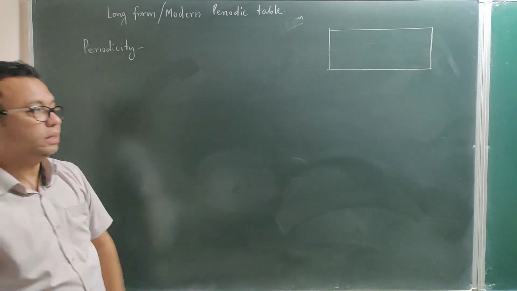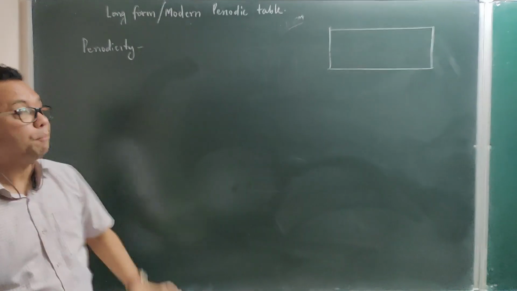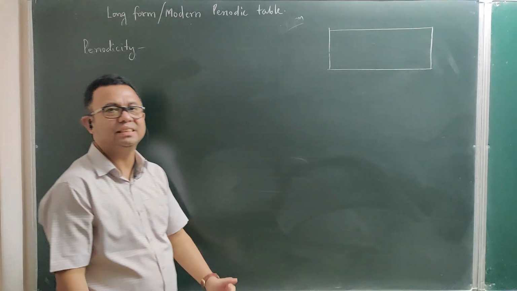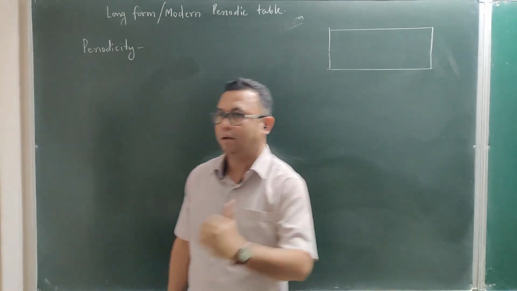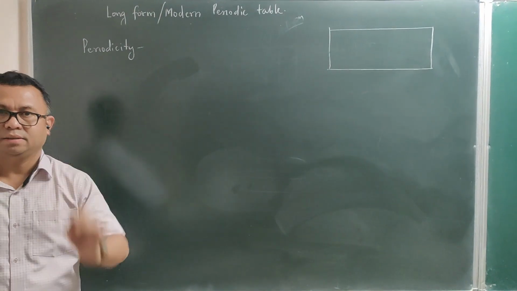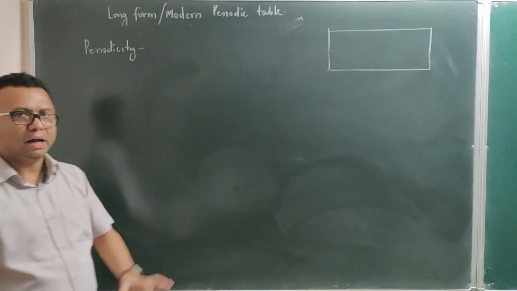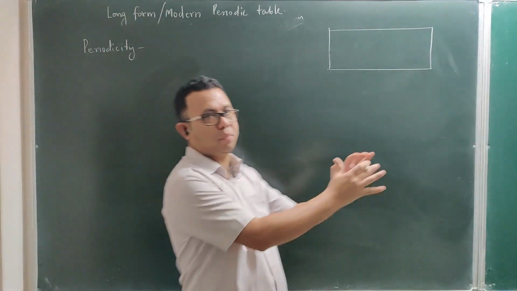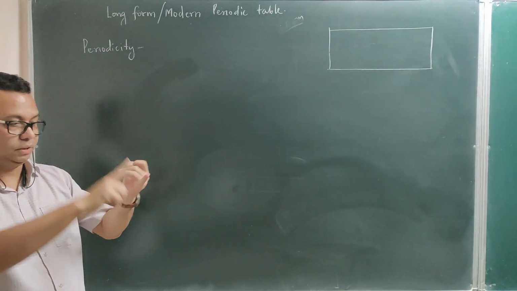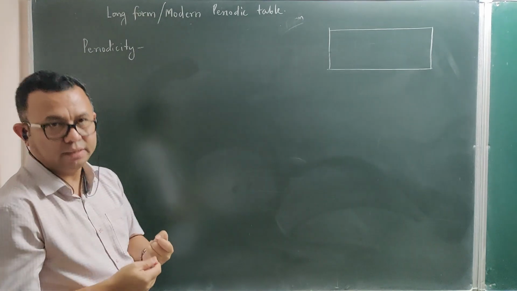So here we are going to discuss the periodicity of different properties. There are altogether 16, 17 different properties that you can learn in the periodic table. But your syllabus mentions only 6. So I'll restrict myself to only these 6 properties. Now what are these 6 properties? Your syllabus mentions, first one is atomic size.